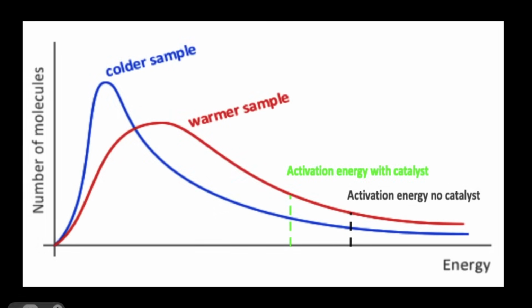So you can see the curves are both starting at the origin and asymptoting at the high energy. There's your activation energy without a catalyst with the smaller area under the curve to the right of the activation energy. The green dotted line, the catalyst activation energy, is much lower now, with a bigger area under the curve to the right. So that red curve's the warmer sample, so it's all shifted to the right with a lower peak, and the blue curve is shifted to the left with a higher peak at that colder temperature.